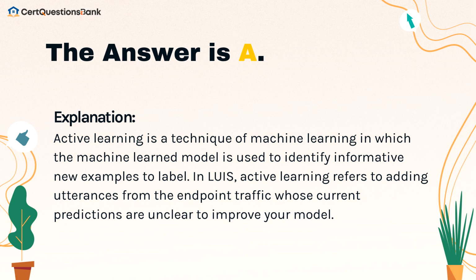Active learning is a technique of machine learning in which the machine-learned model is used to identify informative new examples to label. In LUIS, active learning refers to adding utterances from the endpoint traffic whose current predictions are unclear to improve your model.